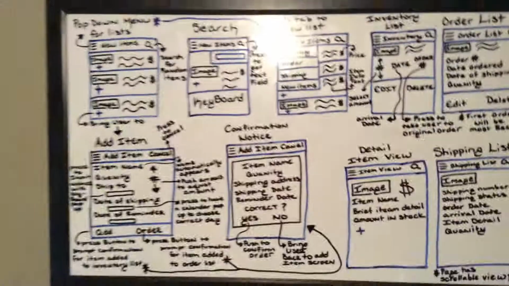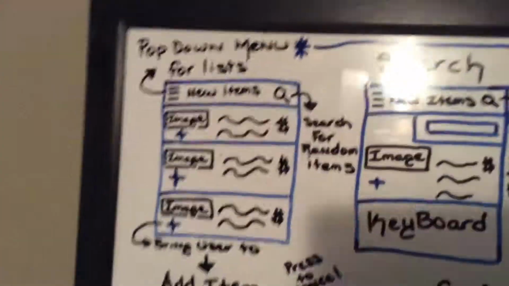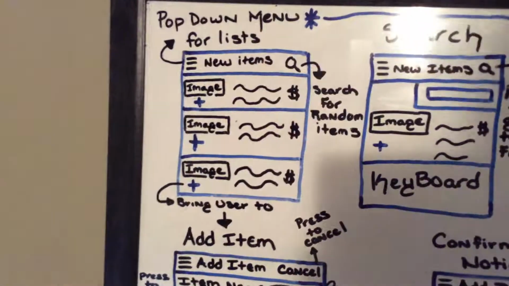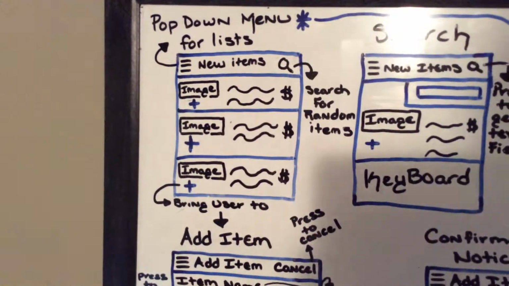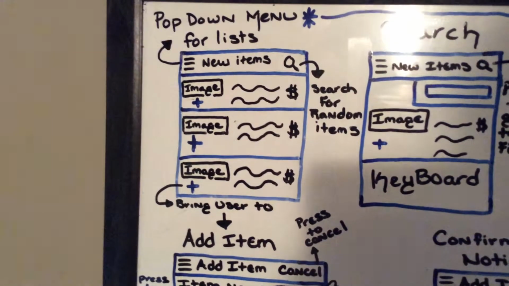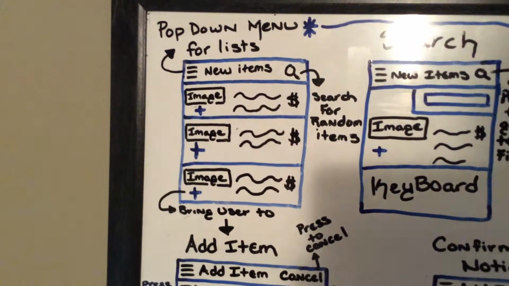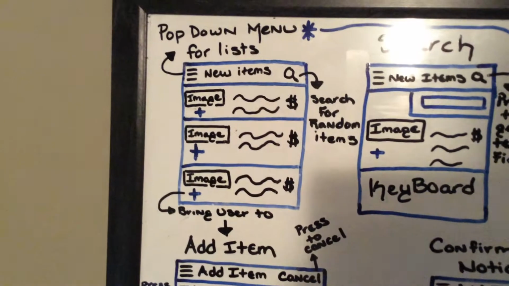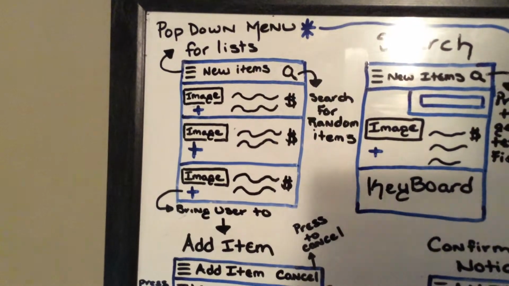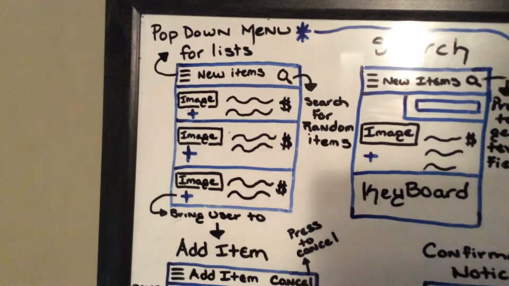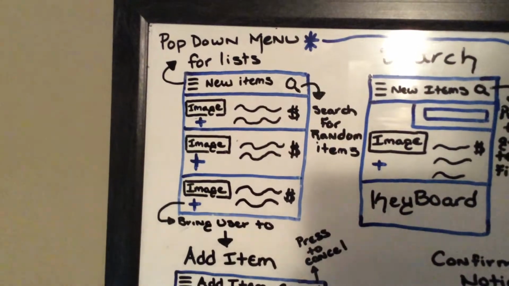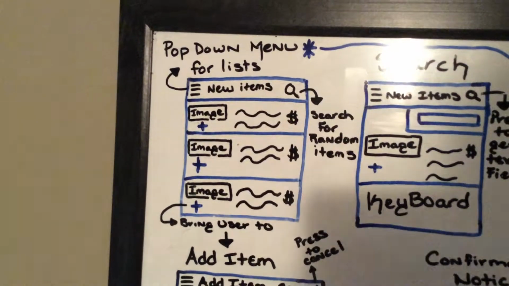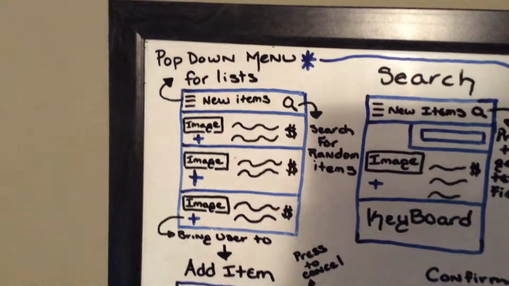I'm going to get up a little closer and show you the first page and what it looks like when you start the app. There is a new items list that comes up, with an image, a name, item text, a little bit of the price, and also a plus sign to add an item to your inventory or order list, which I'll show you in the future.